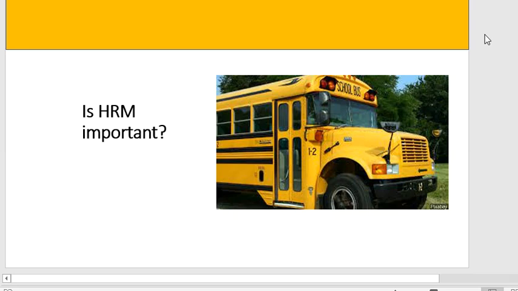The bus is not moving because there is no driver. You need a driver for the bus to move ahead. But can you just get anybody off the street to become the driver? Not really, right? You need somebody with the right skills, right attitude, right experience to drive a school bus, especially because you're having children in the bus. It needs to be driven responsibly. So, getting the right drivers for your organizational systems is what HRM does.